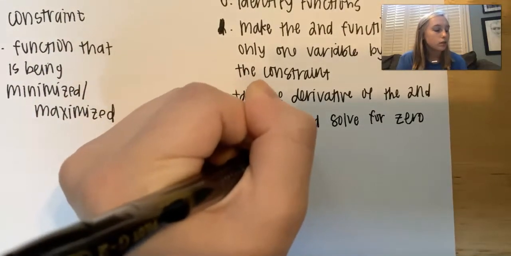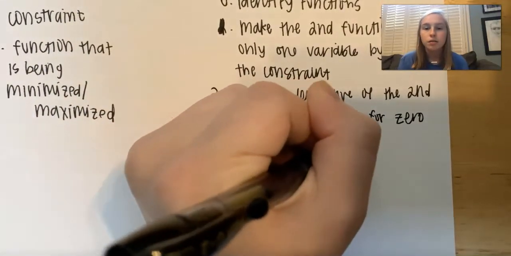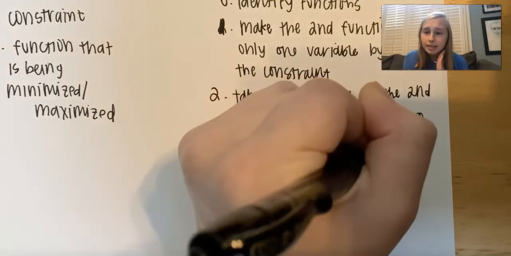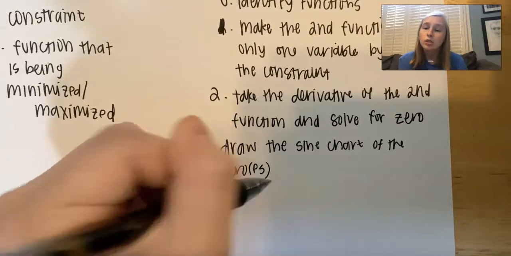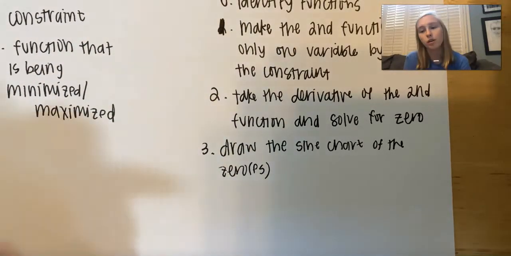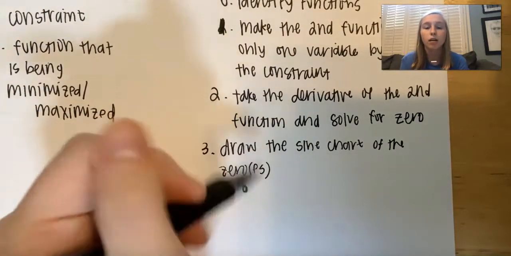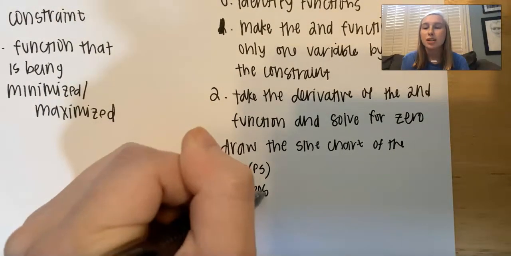Step number 3 is to draw the sign chart of the zeros. In this video, I'm not really going to go diving into sign charts and how to do them. There's a whole other video about that you guys can check out. So I'm just kind of going to draw them, maybe a brief explanation as to why, but I'm not going to go way into depth. So check out that other video if you don't know what I'm talking about when I say a sign chart, or if you get confused in the worksheet while I'm working through it.